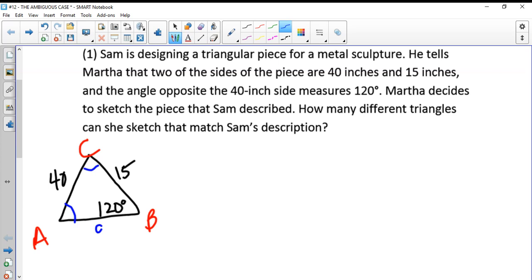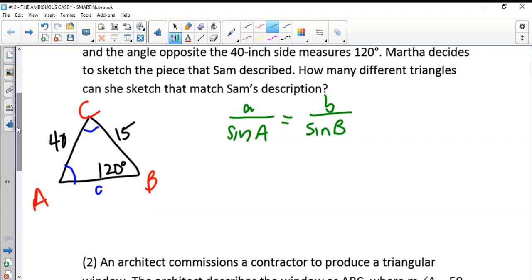So to begin with, again, I'm going to be able to calculate angle A. So setting up the law of sines, that's the one that we're going to need to begin with. We don't know anything about angle C or side C. So I'm going to put in some values for what we have. So little a is 15.